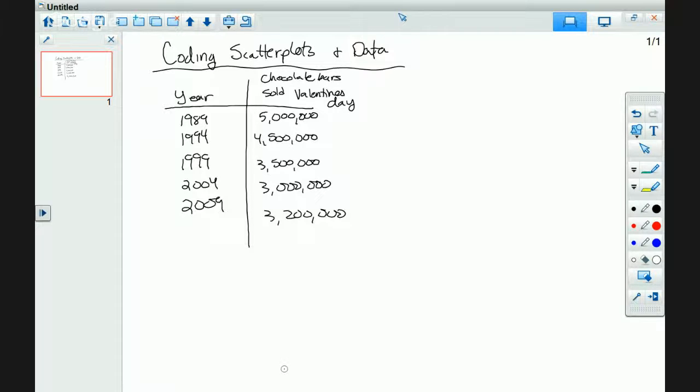Okay, so there's our data. Big, ugly numbers, right?